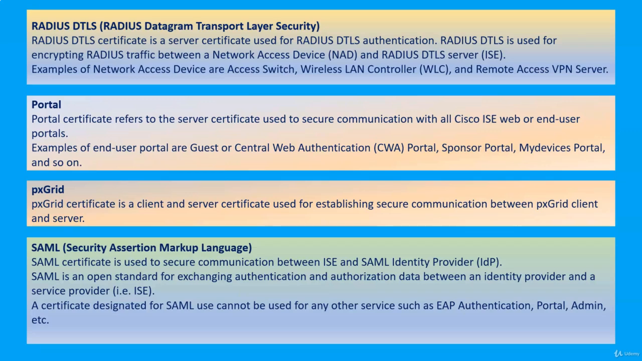Security Assertion Markup Language certificate is used to secure communication between ISE and SAML identity provider. SAML is an open standard for exchanging authentication and authorization data between an identity provider and a service provider. A certificate designated for SAML use cannot be used for any other service, such as EAP authentication, admin, portal, etc.